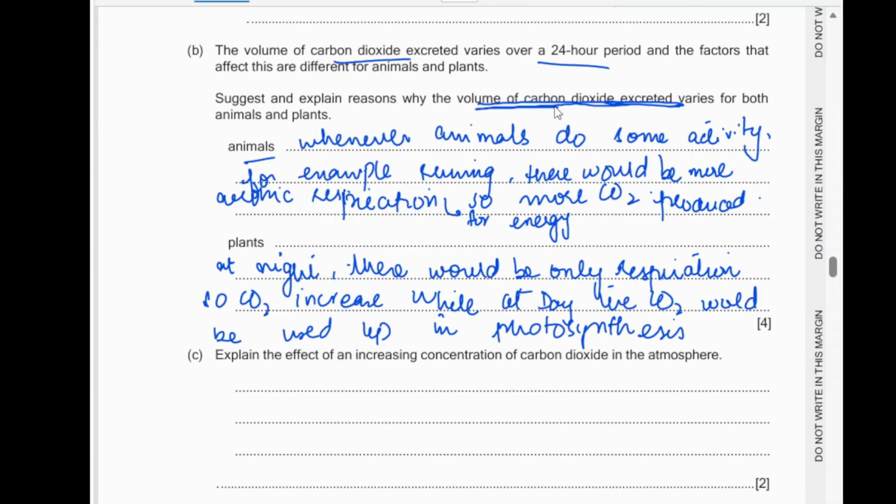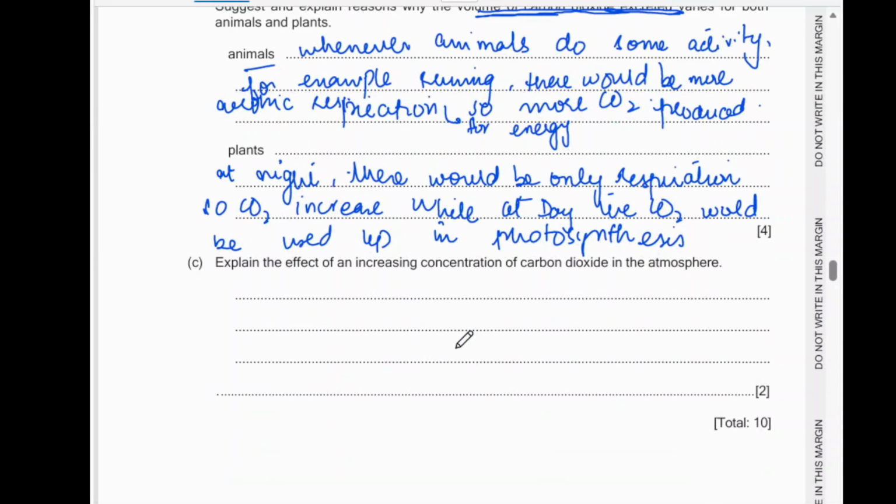Explain the effect of increasing concentration of carbon dioxide in the atmosphere. Now, it's not on us, it's about our environment. Wait, no, greenhouse gases don't disrupt the ozone layer. The ozone layer is disrupted by CFCs, chlorofluorocarbons. Yes, carbon dioxide is a greenhouse gas. So, greenhouse gas would increase global warming.